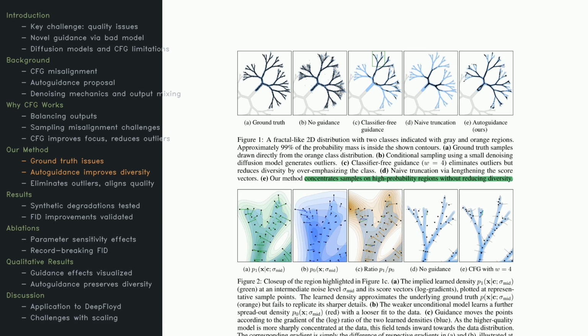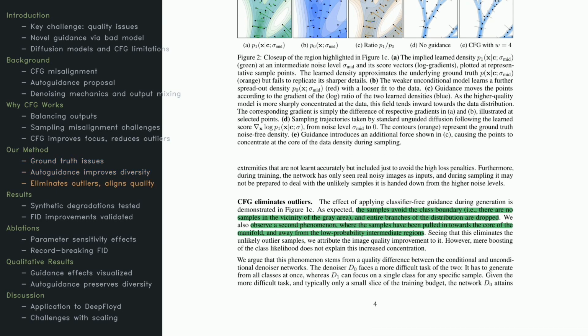Naive truncation tries to force samples into narrow spaces, but it's not flexible. Then we see autoguidance come in. It balances the process, avoiding those pitfalls, and offering a distribution that's closer to the ground truth. The second row in figure 1 visualizes the probability functions, showing how autoguidance nudges samples toward the right place while preserving variety. Page 4 lower gives a zoomed-in view of the diffusion process at a mid-noise level.